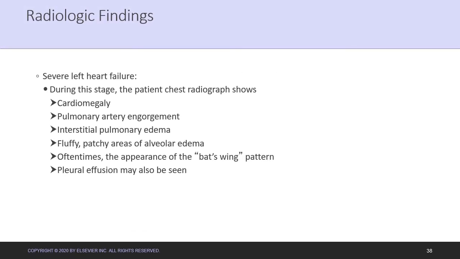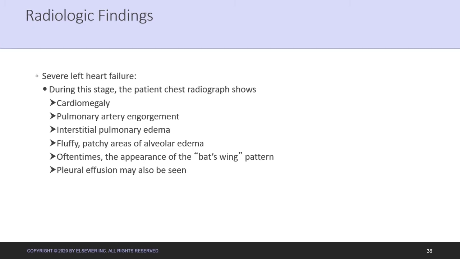Severe heart failure. During this stage, the patient's chest radiograph shows cardiomegaly, pulmonary artery engorgement, interstitial pulmonary edema, fluffy patchy infiltrates of pulmonary edema, often the bat's wing pattern that you just saw, and you may even see a small pleural effusion.